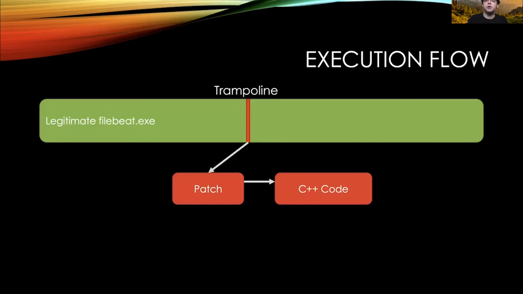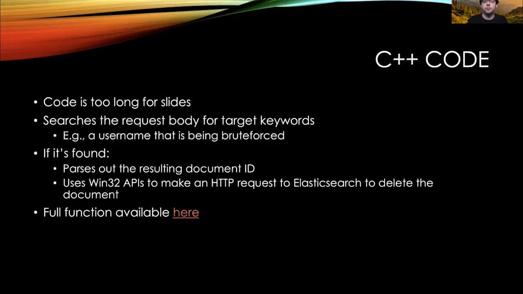Now we've done our patch, and we're handing off execution to our C++ code. This is where the full meat of the exploit lives. Unfortunately, the C++ code was too long for me to adequately put on the slides, but the way it works is I search the request body for target keywords. In this case, I used the keyword maluser1 as a small way to demonstrate the impact of the vulnerability.